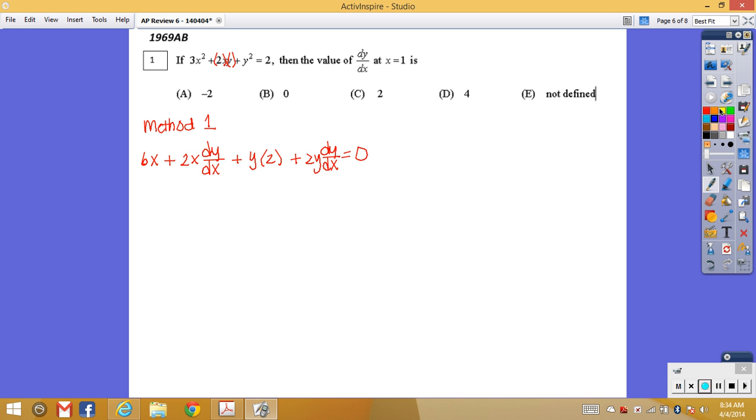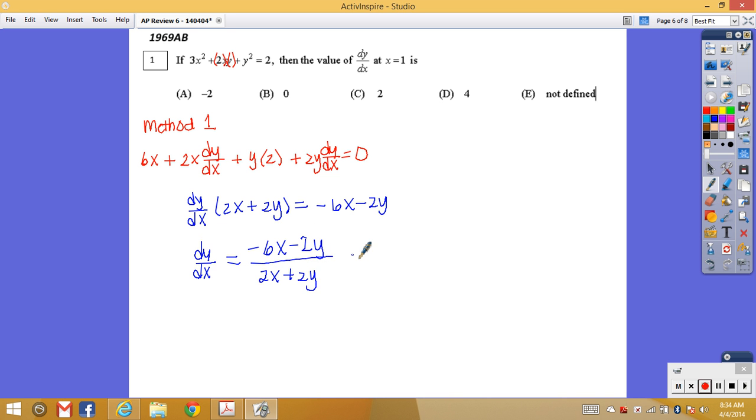And then most of you would probably find your dy/dx. So I'm going to factor out the terms that have a dy/dx. I'm going to move the other terms to the other side of the equation, and then I'll solve for dy/dx, which is negative 6x minus 2y all over 2x plus 2y. And I can even simplify this, divide every single term by 2.